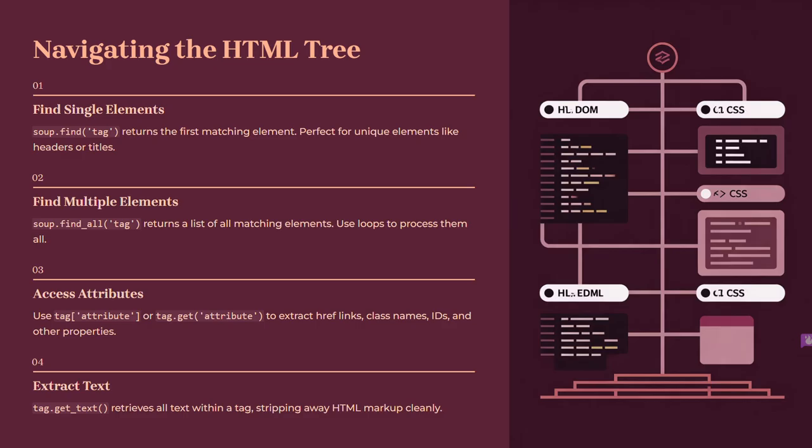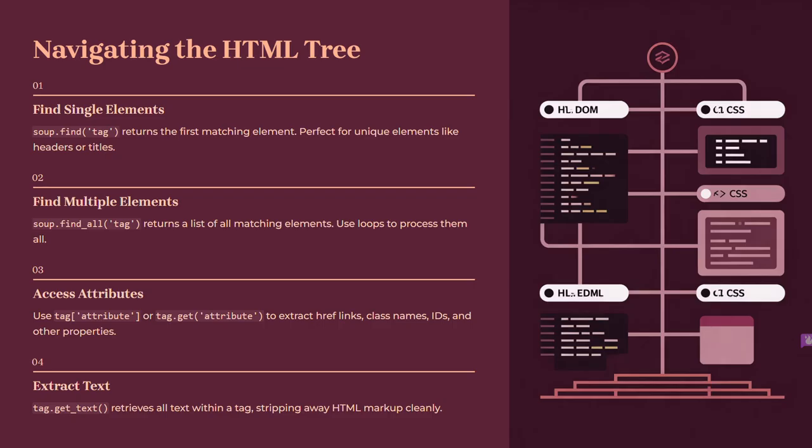To scrape more complex websites, you need to navigate the HTML tree. Beautiful Soup gives you simple tools for this. So first is finding single elements. find() and then you can insert the tag. It returns the first matching element, useful for simple things like titles, headers, or unique elements.